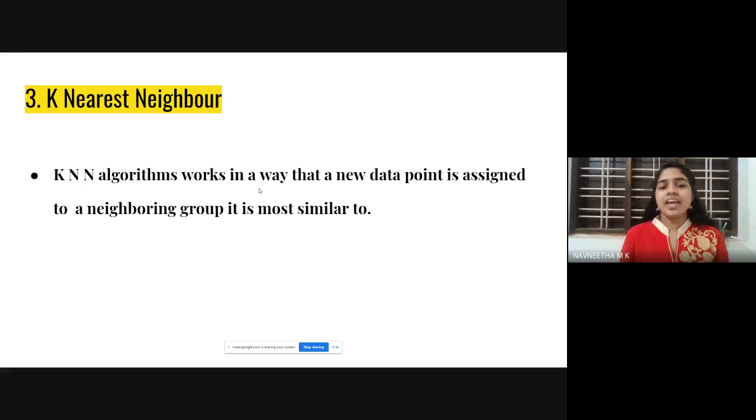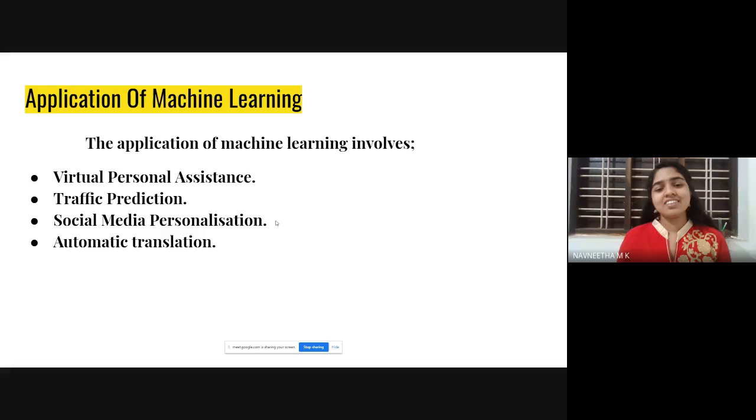The third one is k nearest neighbor. It is also used for classifying. There are so many ways to classify, and k nearest neighbor is the most commonly used. It works in a way that a new data point is assigned to the neighboring group it is most similar to. I hope that the types of algorithms are clear for you. Is it okay? Okay, then we will move to the applications of machine learning.